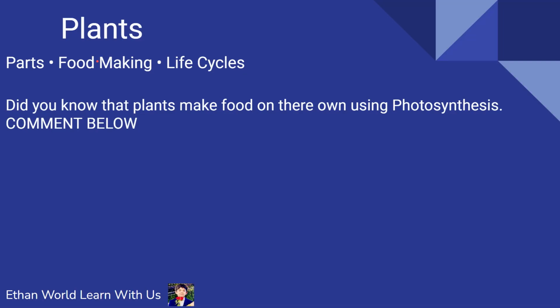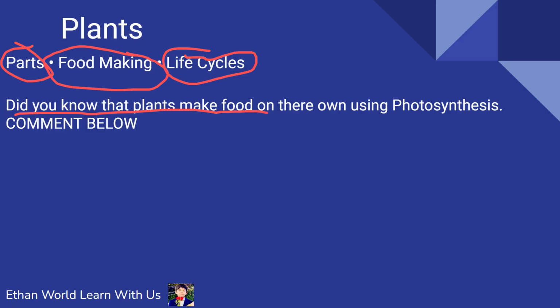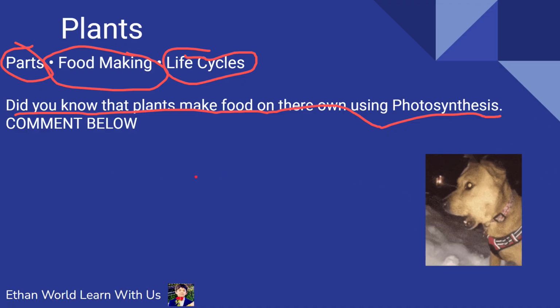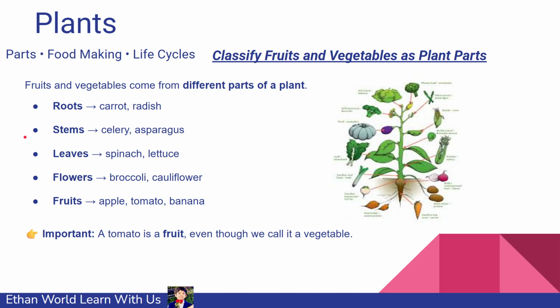Today we're going to be talking about plants and how they make their food, parts of a plant, their life cycles, and more. Did you know that plants make food on their own using a process called photosynthesis? Yeah, literally. This was literally me when I first heard it. Comment below if you knew.